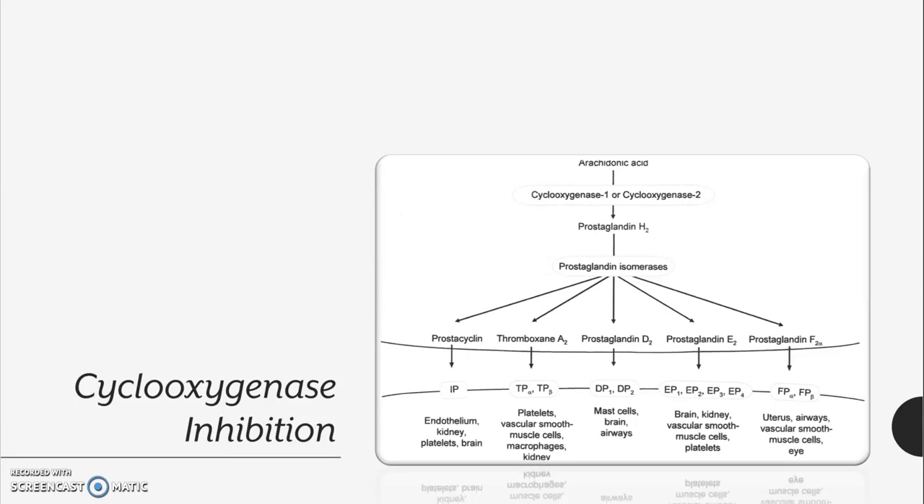COX-2, however, is released mainly by special inflammatory cells, and its expression is induced by molecules such as various inflammatory paracrines. Glucocorticoids, which are often used as powerful anti-inflammatory drugs, repress the expression of COX-2.